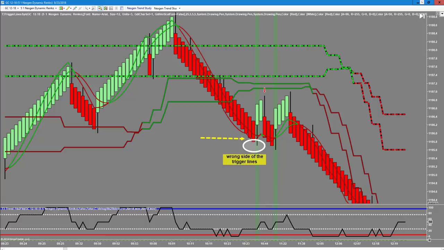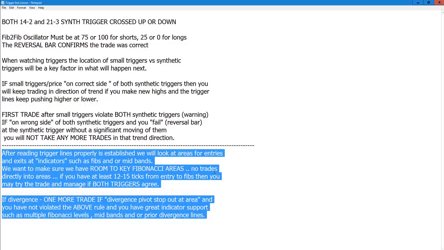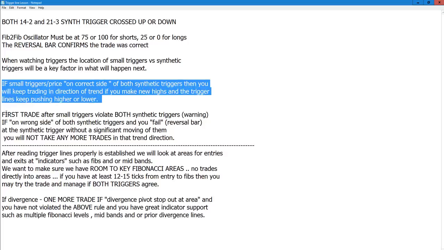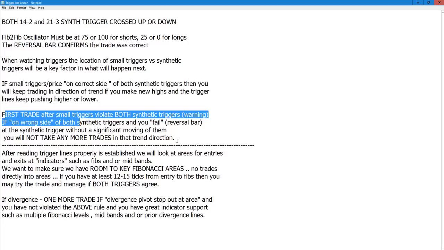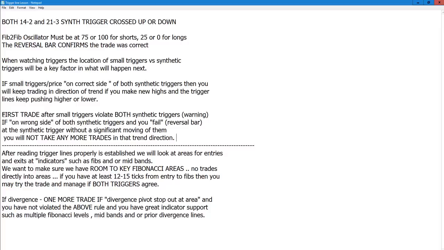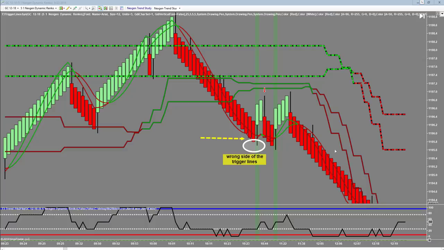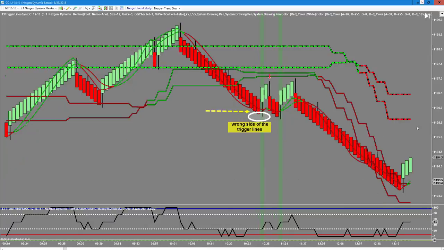Everybody okay with that? And again, I really just want to make sure you guys are understanding the lesson. If the triggers are on the correct side, we're going to keep going. If the triggers are on the wrong side, first time it doesn't give us a big winner, we're done. Pretty easy, right? So look, we'll just go forward here in time and you'll see.